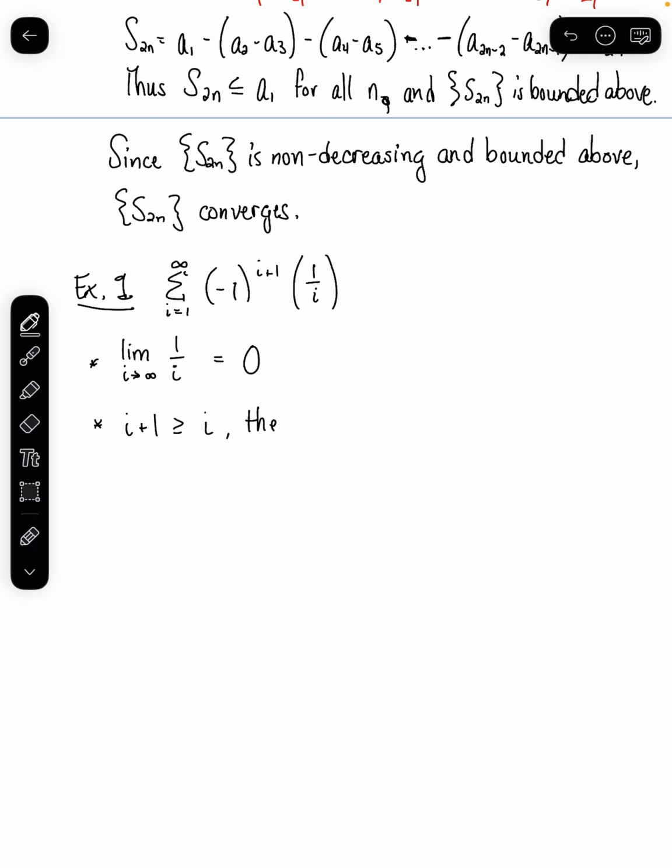Therefore, the reciprocals have the opposite relationship. Again, one of the rules for reciprocals is the larger the value, the smaller its reciprocal is. So if I plus 1 is the larger value, then 1 over I plus 1 is the smaller of their reciprocals. These are the two conditions of the alternating series test. Thus, the alternating harmonic series, as it is known, does actually converge.